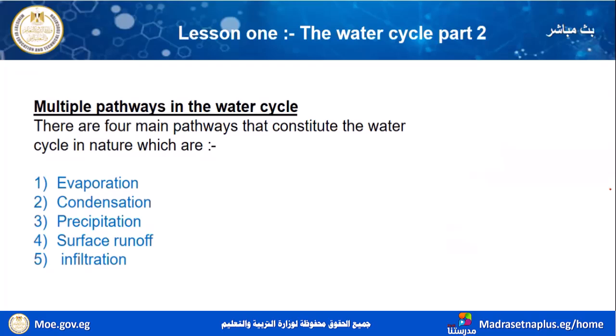Listen to me. First, when sunlight falls on water bodies such as seas, oceans, rivers, and so on, the water will evaporate and change from liquid state to gaseous state. Then water vapor rises to the atmosphere. When water vapor rises into the atmosphere, its temperature will decrease. So condensation occurs. It means water vapor changes from gaseous state to liquid state again. Then clouds are formed. Clouds are formed of millions of water droplets.